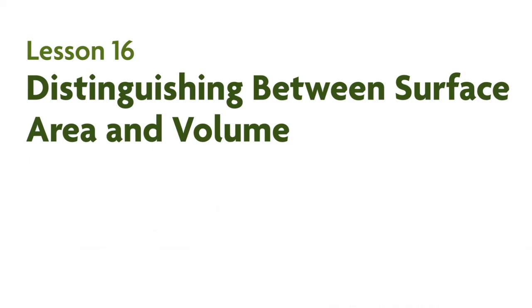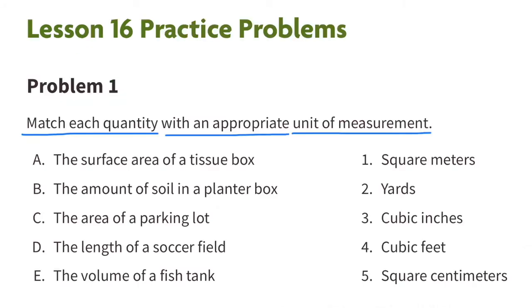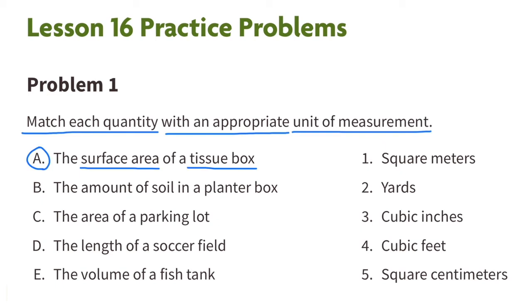Sixth grade, Unit 1, Lesson 16, Distinguishing between surface area and volume. Number 1. Match each quantity with an appropriate unit of measurement. A. The surface area of a tissue box. Since they're asking for surface area and not volume or length, I need to look for something that's squared.